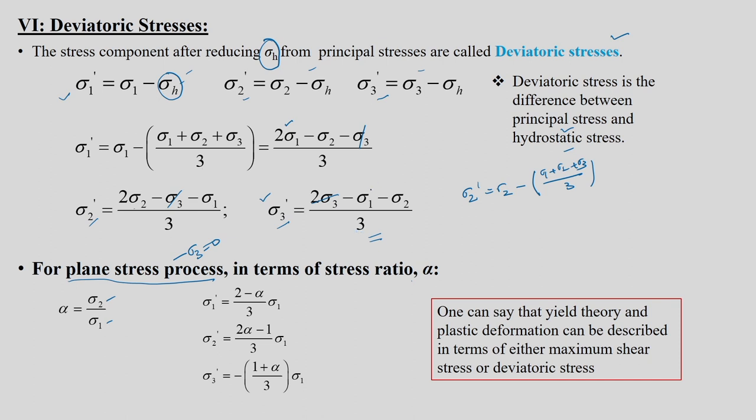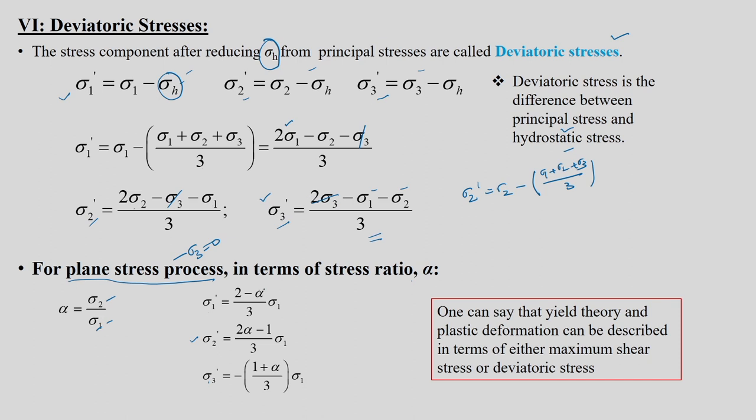And now everything is in terms of sigma 1, sigma 2, and I can use this definition and I can write sigma 1 dash is equal to 2 minus alpha by 3 into sigma 1. Sigma 2 dash is equal to 2 alpha minus 1 divided by 3 into sigma 1. Sigma 3 dash is equal to minus of 1 plus alpha divided by 3 into sigma 1. Okay. I hope you are getting this point. So for plane stress process, sigma 3 I put a 0, which means this part will go, and this part will go, and I can rewrite the remaining in terms of alpha.